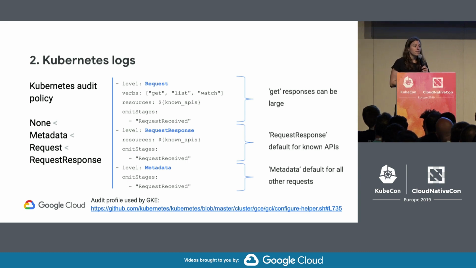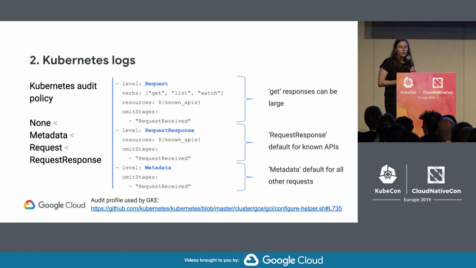None, which doesn't log events at all. Metadata, which logs request metadata only. This includes requesting user, timestamp, resource, and verb. This is a good choice for operations where the verb is enough to tell you what happened. The next level, request, which logs metadata plus the request body. This is a good choice for operations where you're changing configurations and you want to be able to capture what that change is. And then request response, which logs event metadata and the request body plus the response body.